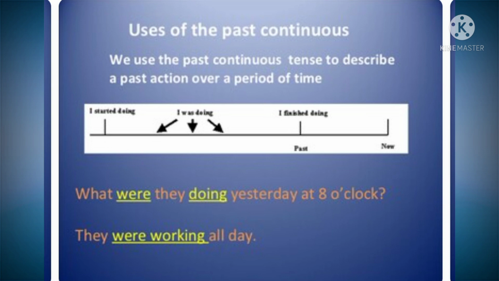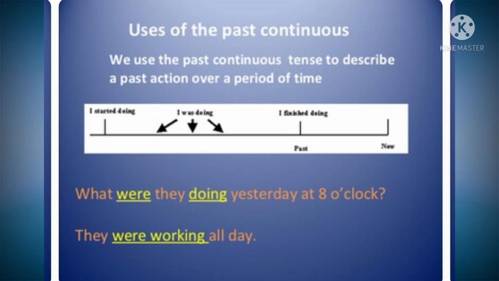Uses. The first use is when we use past continuous tense to describe a past action over a period of time. It must have continued for some time in the past. If it has ended at a point of time, we use simple past tense.